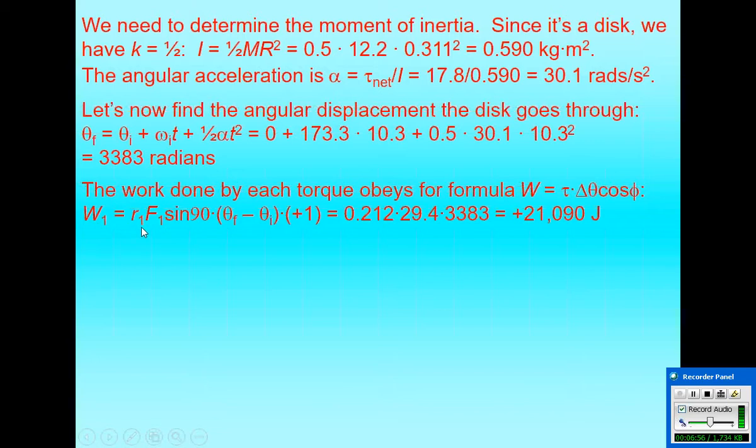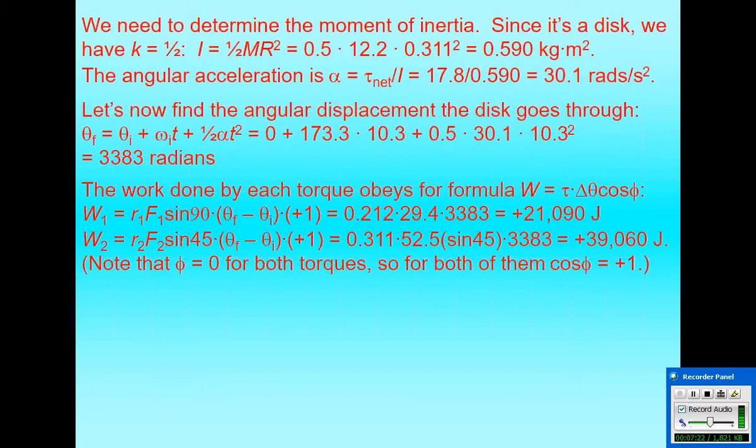The work done is equal to the torque times the change in angular displacement, and then times either +1 or -1. In this case, we multiply by +1 because these torques are trying to speed the object up. We plug in our numbers, and we get that the work done by the first force is 21,090 joules. And through a similar formula, the work done by the second force is 39,060 joules. Of course, we can add these up. We would get about 60,000 joules for the total work done on this disk.